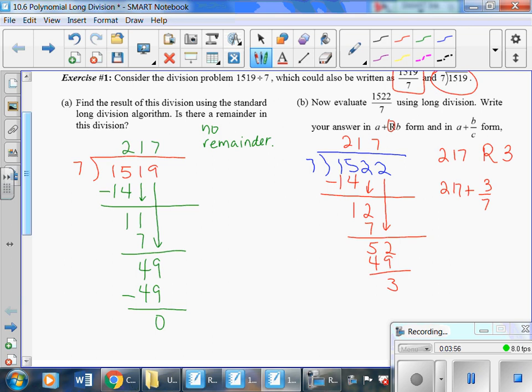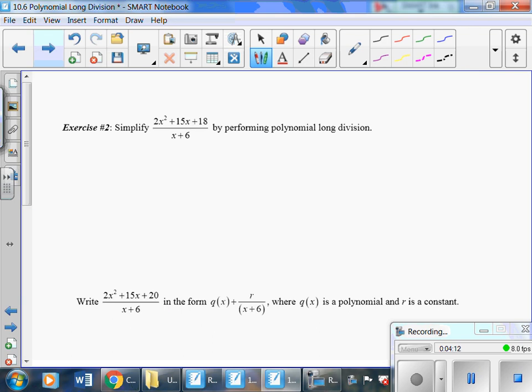So hopefully we're jogging your memory a little bit right now. I know it's hard to think back to fourth grade because since middle school we've been using calculators. But we do have to consider those remainders. And in exercise 2 now, we're going to look at what happens when we start introducing polynomials. And we're going to follow the same algorithm. All right, so what that means is that the x plus 6 divides into the 2x squared plus 15x plus 18.